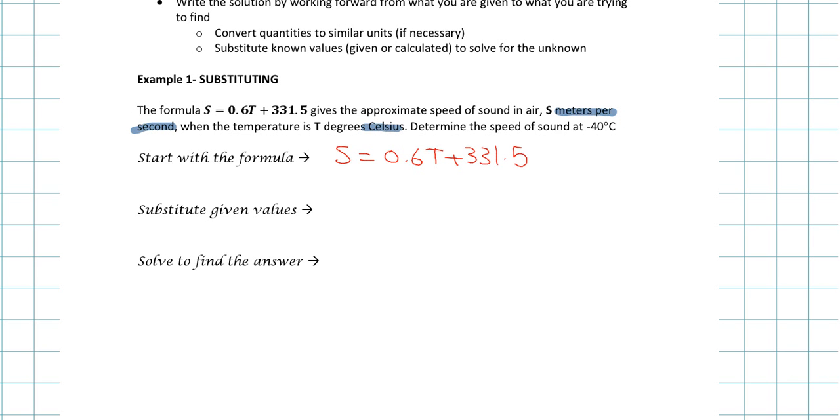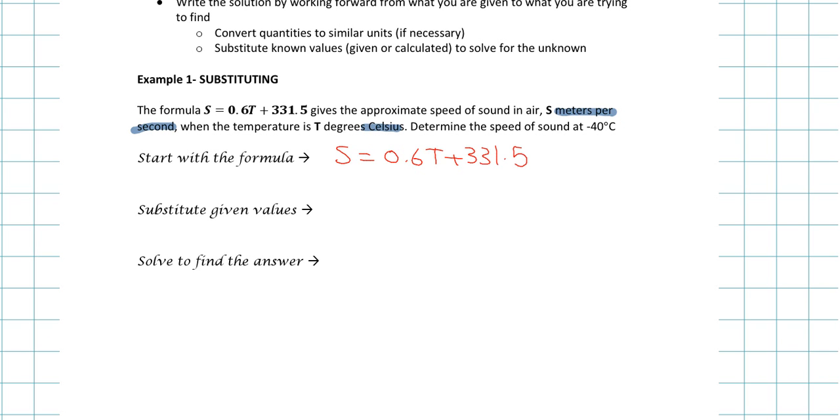Now, what is given to you and what are you looking for? So what value did they give you in the question? I'm going to read the question again. Determine the speed of sound at negative 40 degrees Celsius. So what did they give me? The temperature. So they gave me T, right?